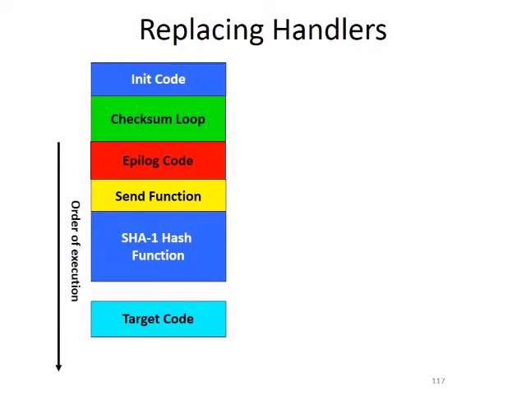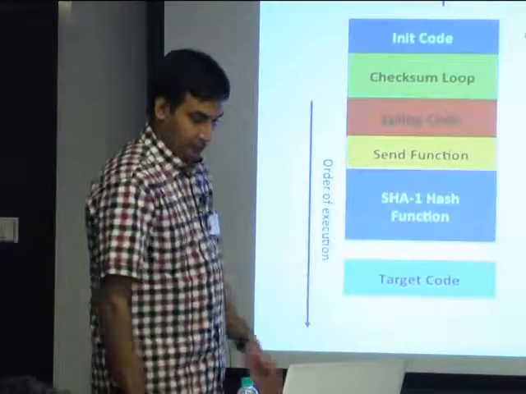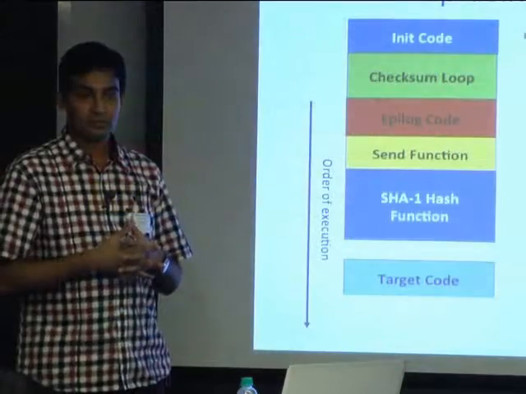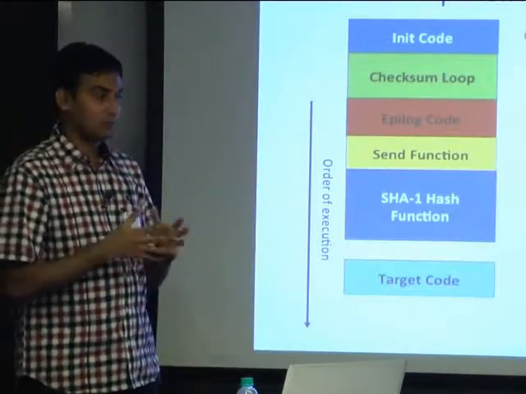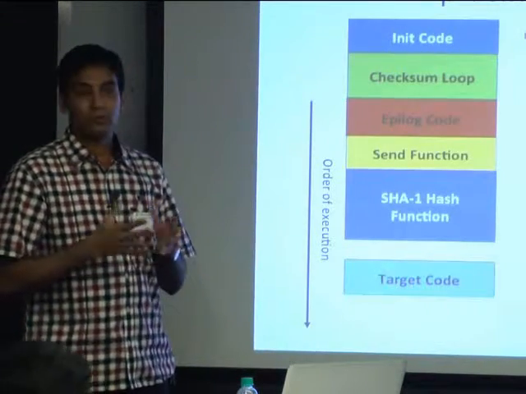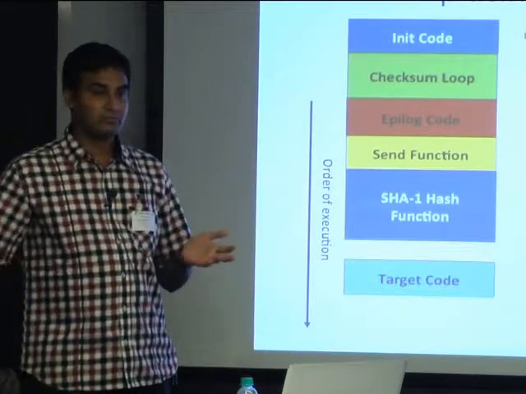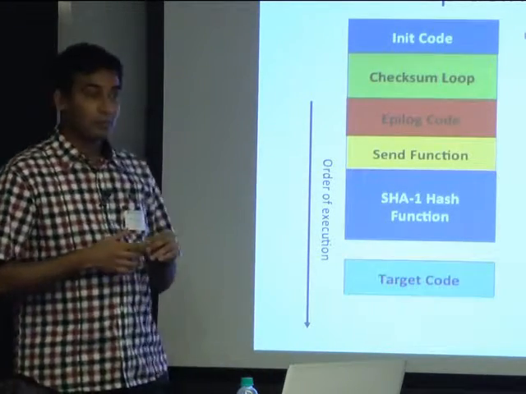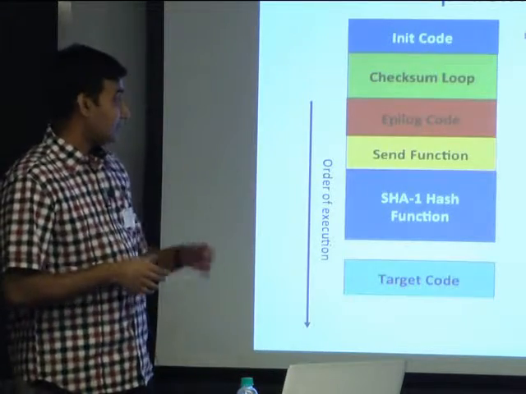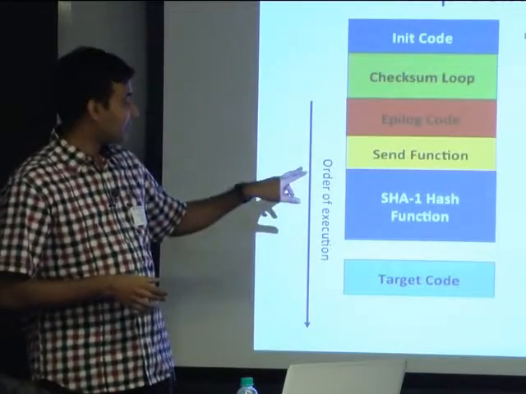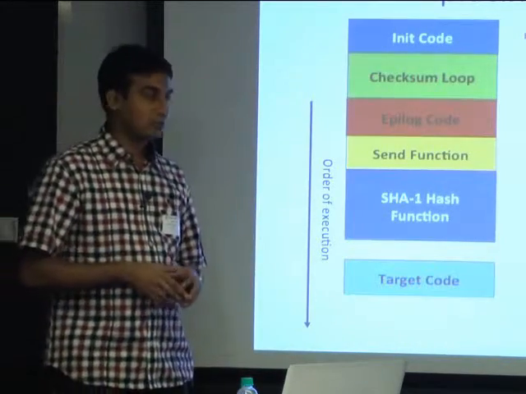So let's analyze them case by case to see where we actually do this. So what's the safest place to replace these handlers, right? If you do it in the initialization code, well, the attacker is free to simply skip the initialization code because we have no control at that point. If we do it in the checksum loop, well, these are redundant instructions. I mean, they don't contribute to the checksum. So the attacker simply deletes them, saves time. Bad again. If we do it in the epilogue code, it's bad again because the attacker can simply trigger a debug breakpoint at the entry of the epilogue code, and well, you lose control again.